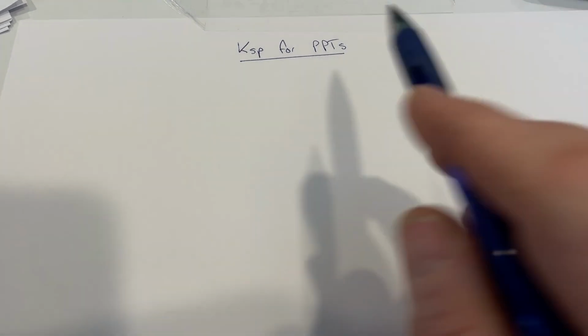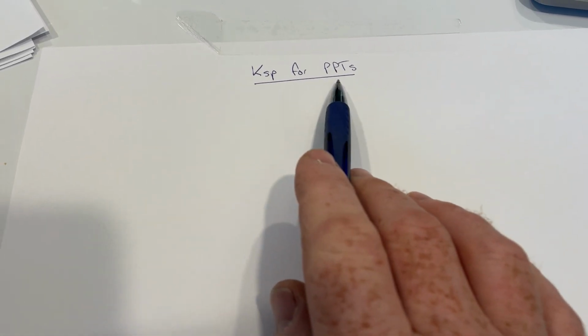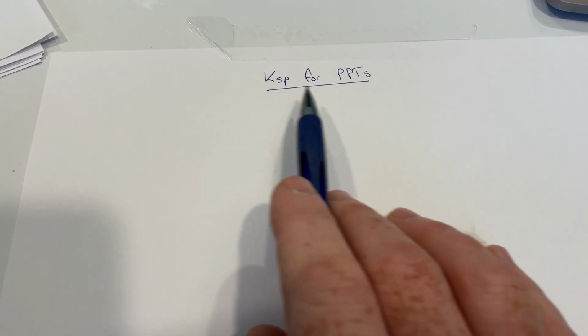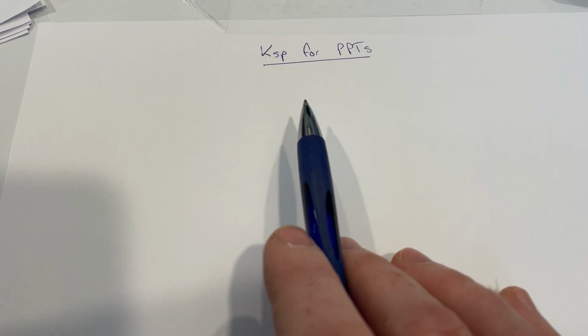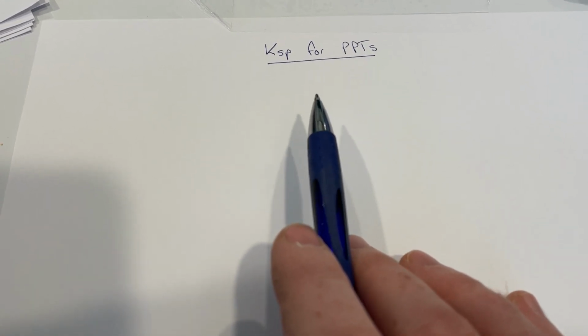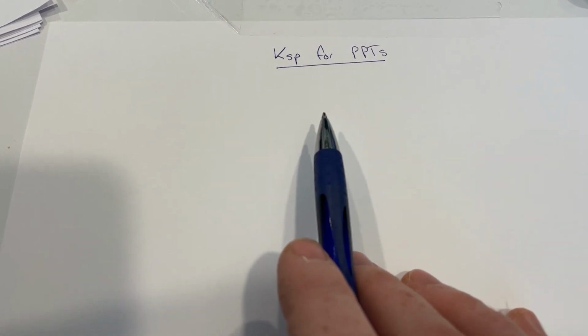Okay, so let's have a think about Ksp as it applies to precipitates. In year 11, and a little bit of year 12, it was all about identifying from solubility rules when a precipitate forms.